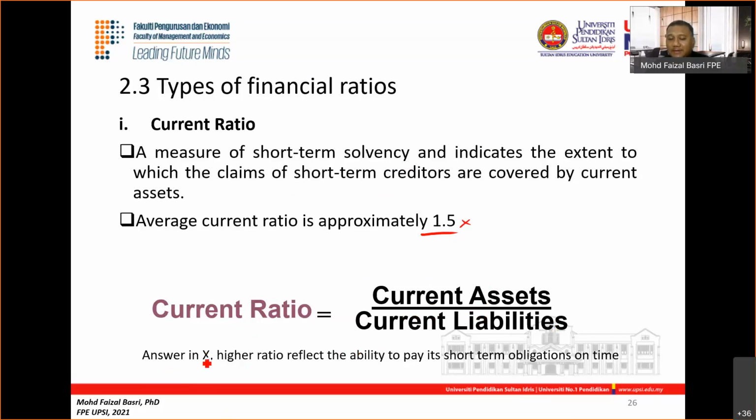For this example under current ratio, the answer will be in times, meaning how many times. The higher the ratio, the higher the ability to pay short-term obligations on time. So the higher the better, as I mentioned before. When you do a comparison, the company with the higher ratio has better ability to pay short-term obligations on time. Formula-wise, to recap, it's current assets divided by current liabilities.